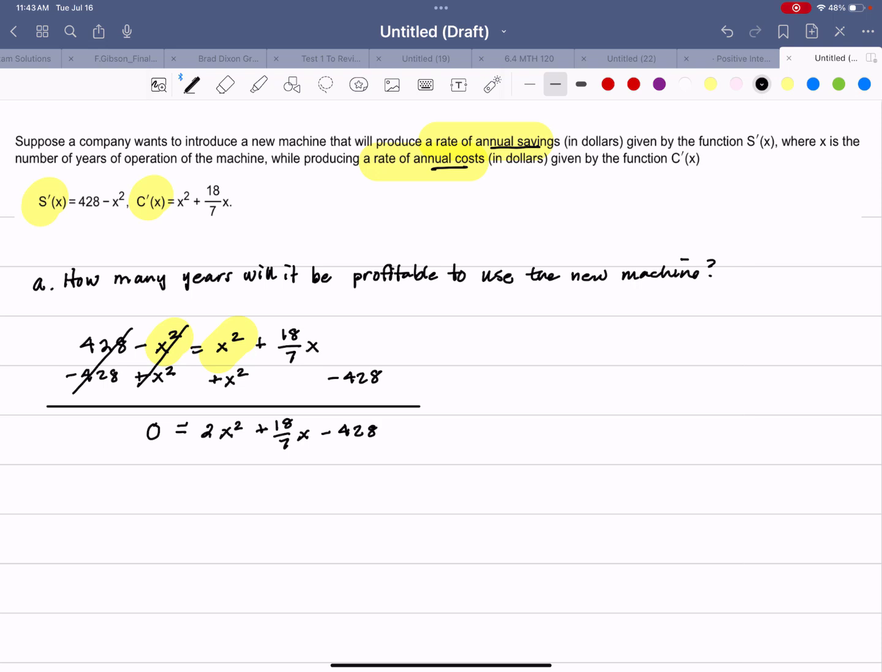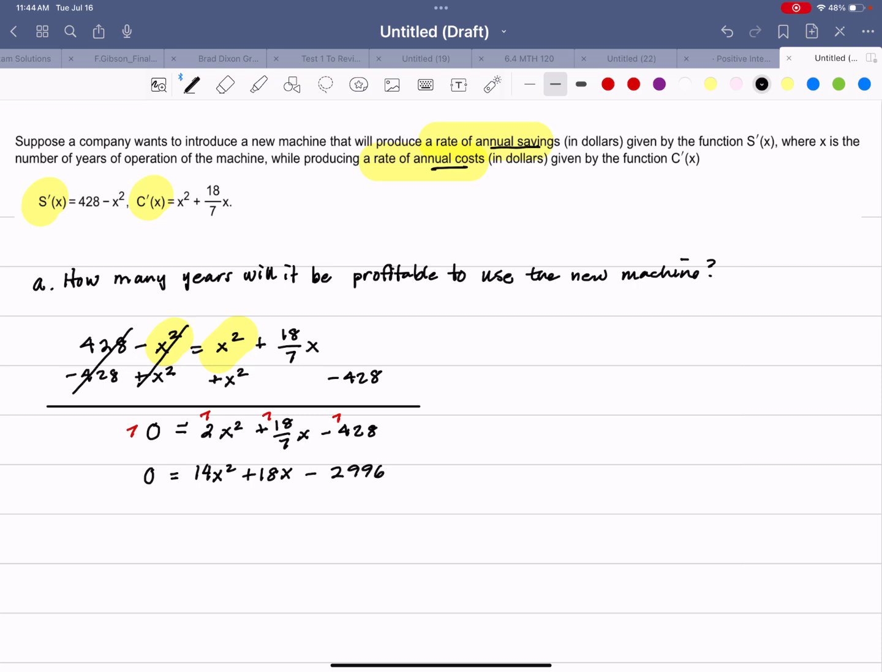Now obviously those are some pretty big numbers, and we don't want to deal with that fraction. So I'm going to go ahead and multiply everything by 7. So 0 equals, if you multiply this by 7, and this by 7, this by 7, and this by 7, I get 14x squared plus 18x, and then I need to get my calculator out and do 7 times 428, and that gives me minus 2996.